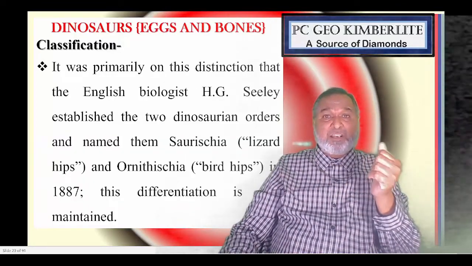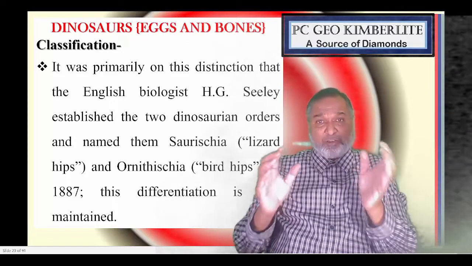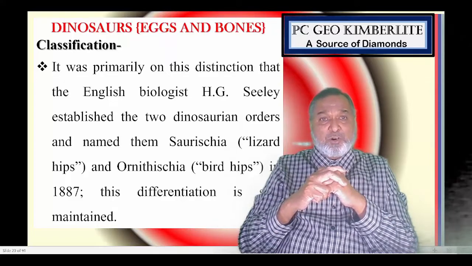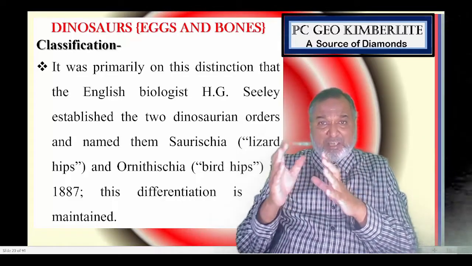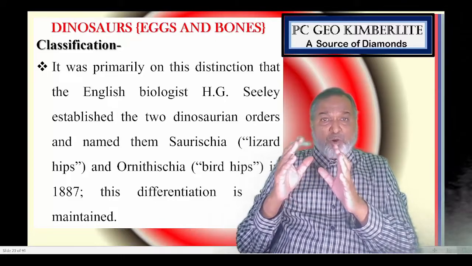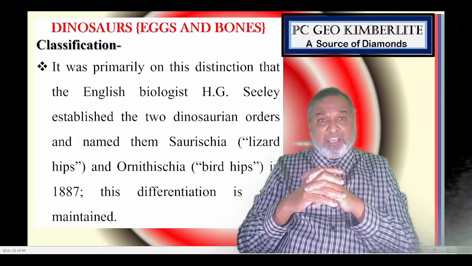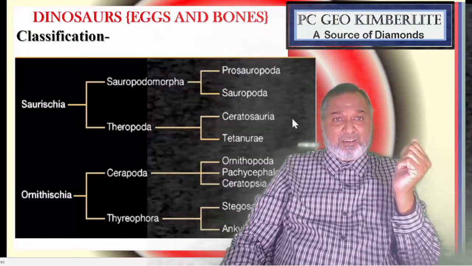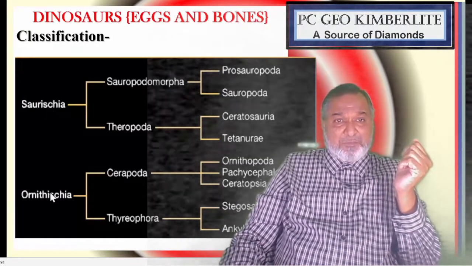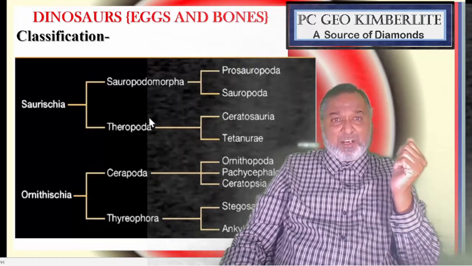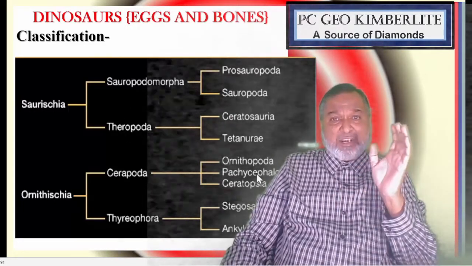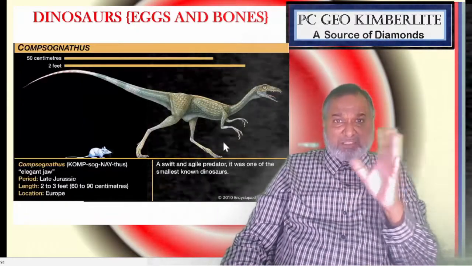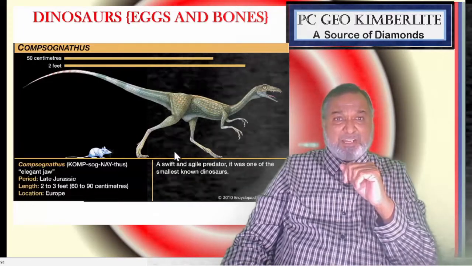It was primarily on this discussion that the English biologist H.G. Seeley established the two dinosaurian orders and named them Saurischia, that is the lizard hips, and Ornithischia, that is the bird hips, in 1887. This differentiation is still maintained. You can see the Saurischia and Ornithischia have each been divided into two, and they are again subdivided. So this is the way the classification has been given by Seeley.